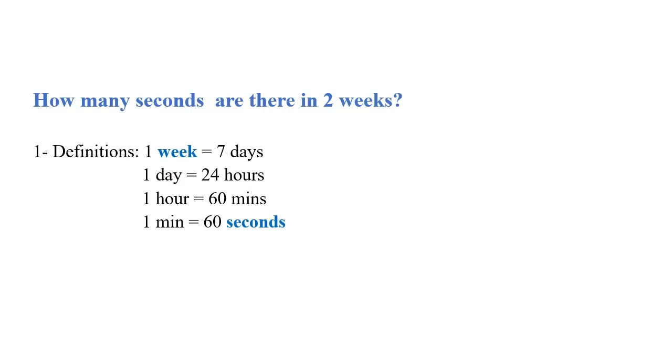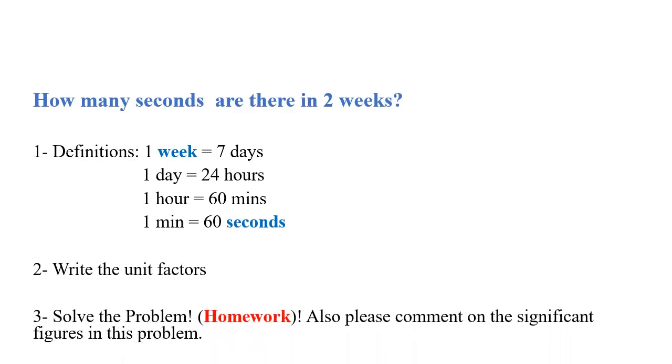We will change first weeks to days. We know that it is 14 days, 2 weeks. So 1 week is 7 days. A day is 24 hours. An hour is actually 60 minutes, and a minute is actually 60 seconds. And this is actually the question. They want you to go from weeks to seconds. These are the set of definitions that you need to use for solving this problem. Then write the unit factors. You will need to write 2 unit factors for each definition, a total of 8 unit factors. And then after that's done, solve the problem.